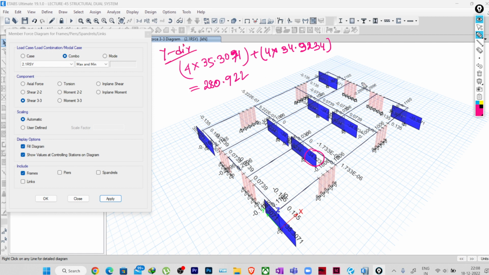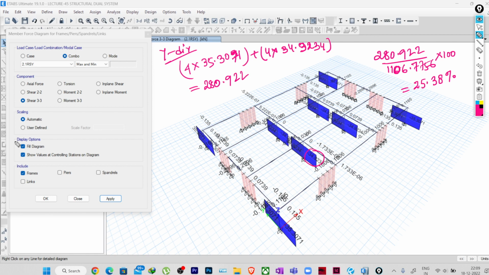You find the percentage: 280.922 divided by 1106.7756, this is our base shear, right? Multiplied by 100. So we are getting a value of 25.38%. So you can see that after assigning this scale factor, we are getting the scaled forces here. That means the base shear is scaled here.